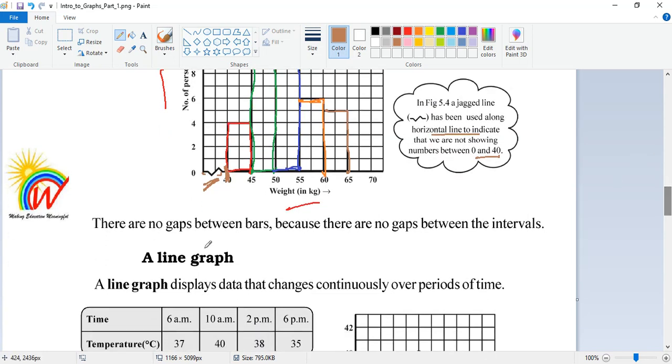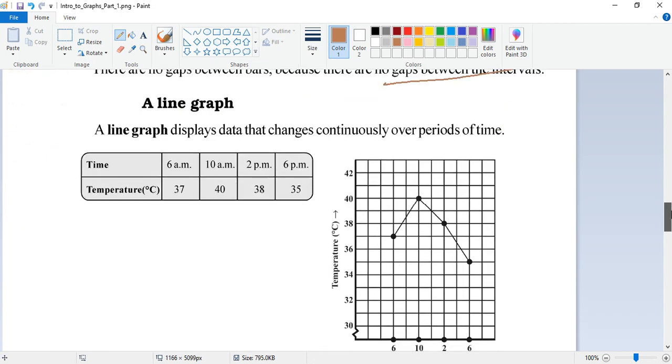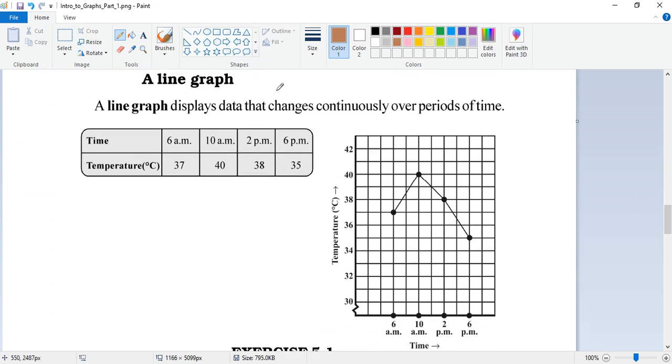So there are no gaps between bars because there are no gaps between the intervals, okay? So now come to the line graph. A line graph displays data that changes continuously over periods of time.